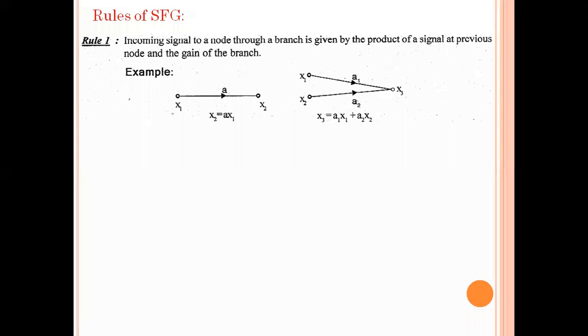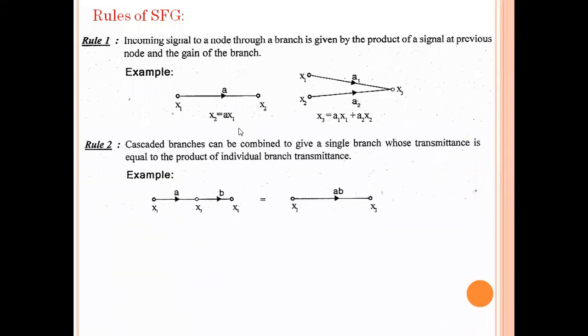Okay, so when two inputs are coming to a node here, then the first input and the second input can be added. So the first input is a1 into x1, the second input is a2 into x2. These two inputs will be added in order to get the value at the x3 node. So this will be rule number 1.